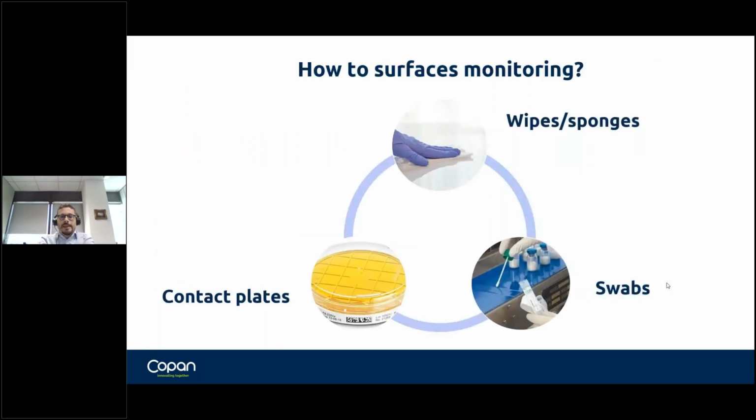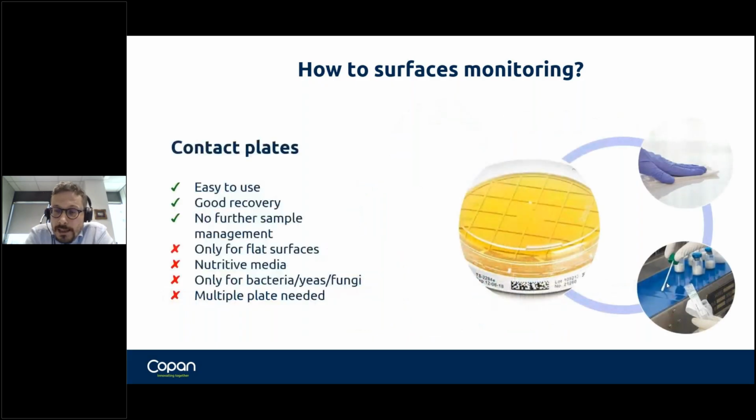So, what is the main way, or the main technology, to collect a sample from a surface, especially from a microbiological point of view? We have basically three main ways: contact plates, wipes and sponges, or swabs. As already said before, there is no perfect collection device, because every collection device has pros and cons.